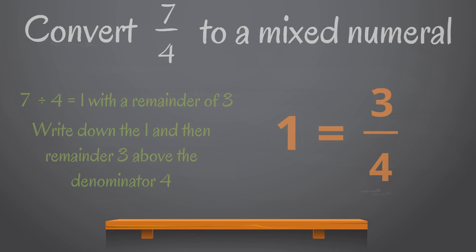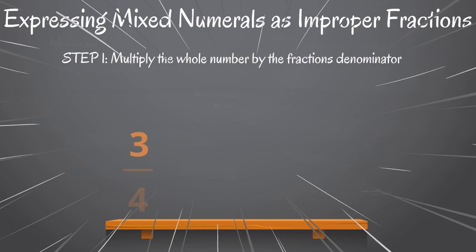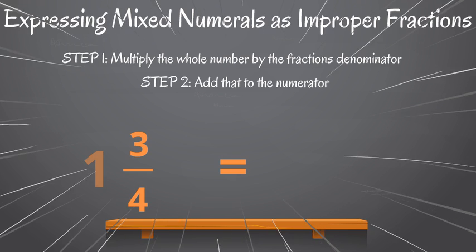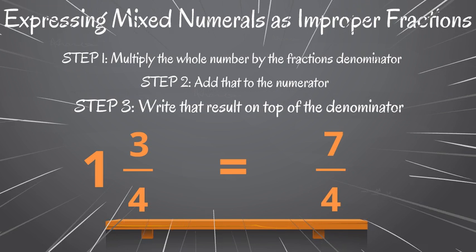To express the mixed numeral as an improper fraction, we first multiply the whole number by the fraction's denominator. Add that to the numerator and then write that result on top of the denominator.